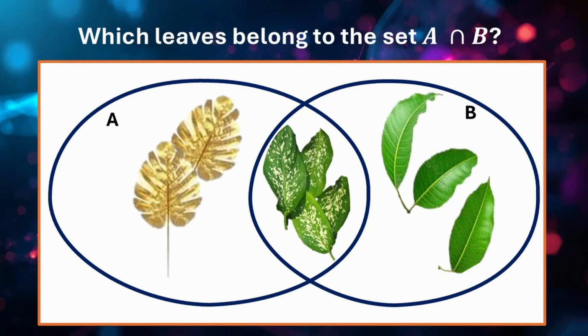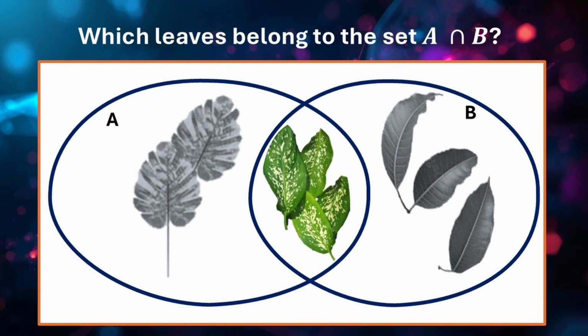Let's wrap up today's lesson. Looking at the Venn diagram of leaves, which leaves belong to A intersect B? Let's consider them. Do you think it's this set? How about this set? Or maybe this one? The correct answer is this set of leaves.